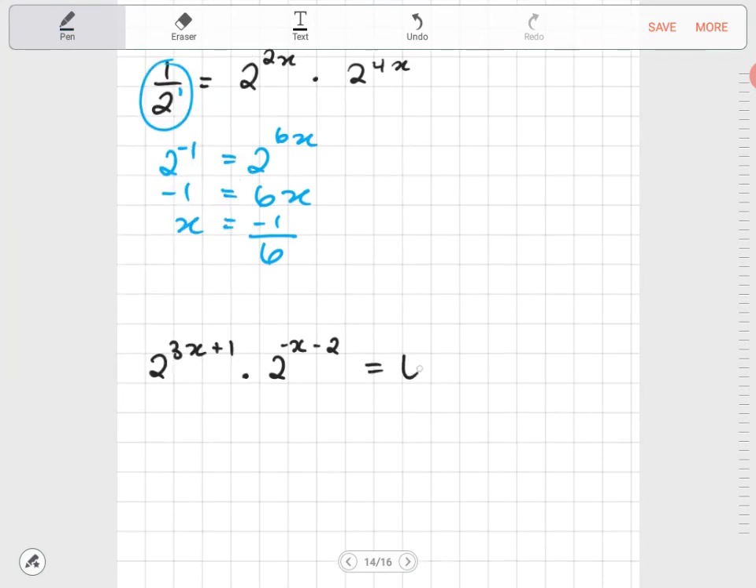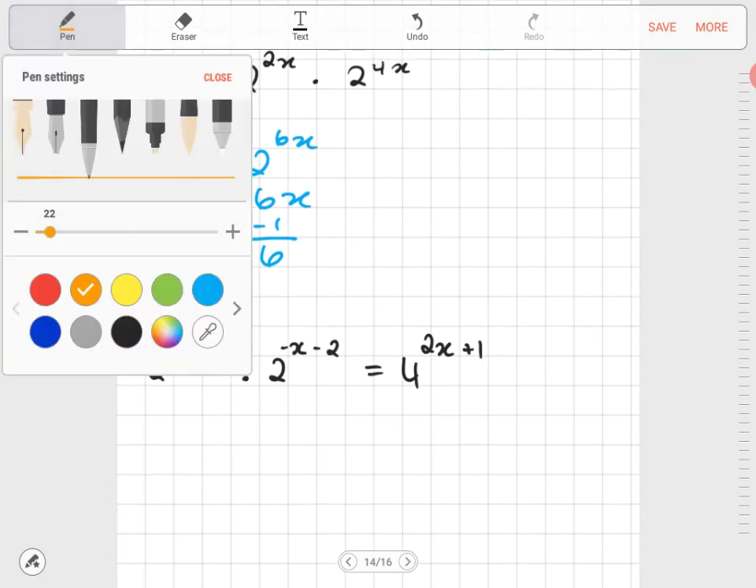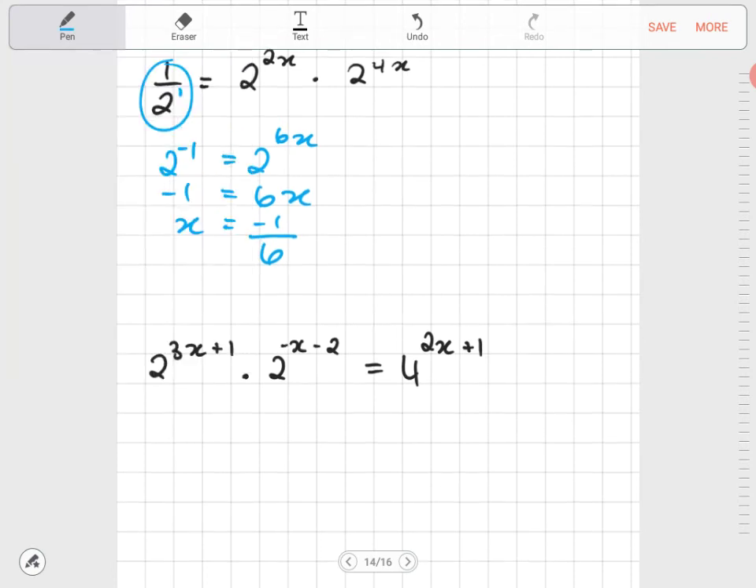Let's look at this problem where you have 2 to the power of 3x plus 2 multiplied to 2 to the power of negative x minus 2 is equal to 4 to the power of 2x plus 1. Our first step is to worry about our left-hand side, so we will simplify that. So we have 2, and we know we have 3x, and we're going to take away 1, so we have 2x, so 2 to the power of 2x.